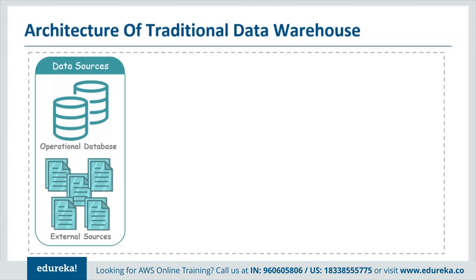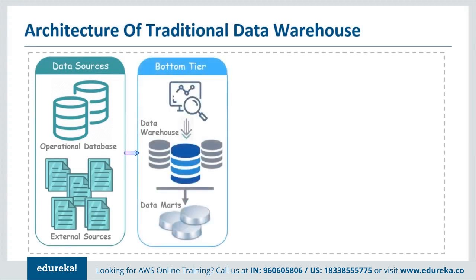This traditional data warehouse follows a simple three-tier architecture. To begin with, we have the bottom tier. In the bottom tier, we have a warehouse database server, or you can say a relational database system. In this tier, using different kinds of backend tools and utilities, we extract data from different sources and then cleanse the data and transform it before loading it into the data warehouse.